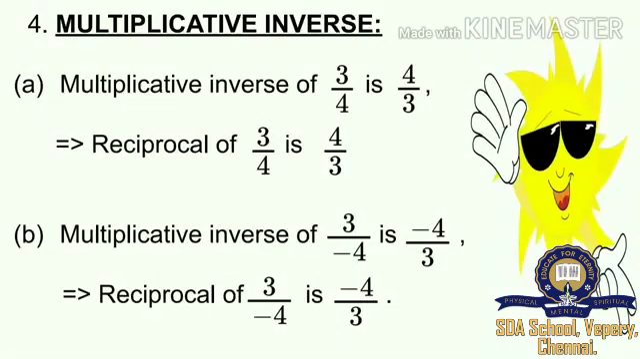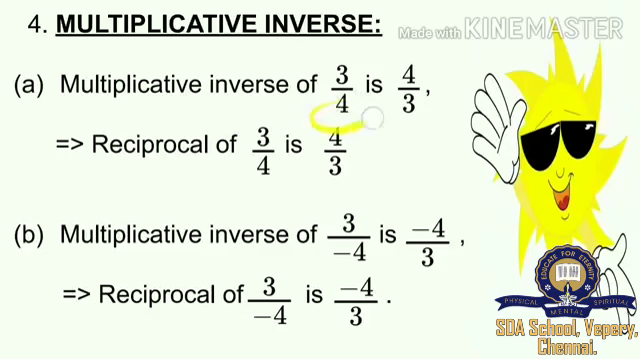And multiplicative inverse. Like we saw additive inverse, but in additive inverse, if it is positive, it will change into negative. If it is negative, it will change into positive, right? But here, it will be the reciprocal. Reciprocal means the denominator will go to the numerator, and the numerator will come down as the denominator. For example, the multiplicative inverse of 3 divided by 4 is 4 divided by 3.